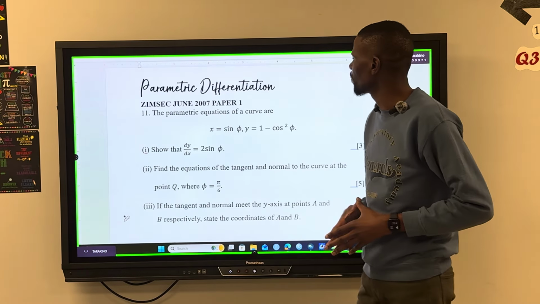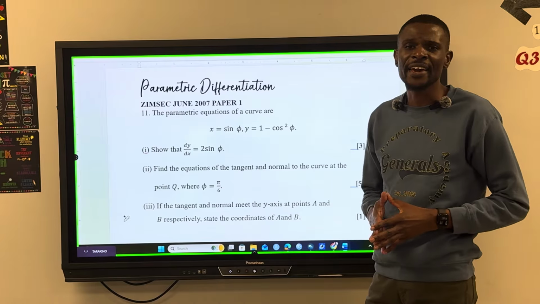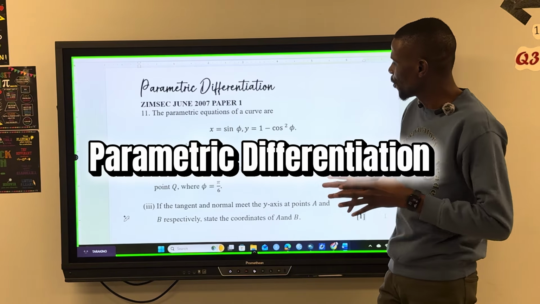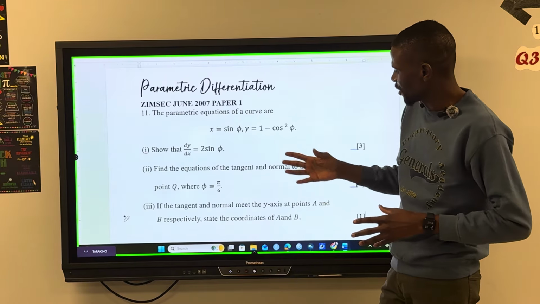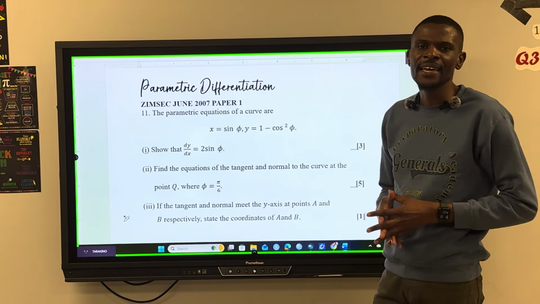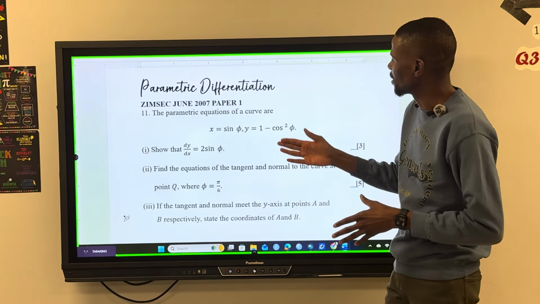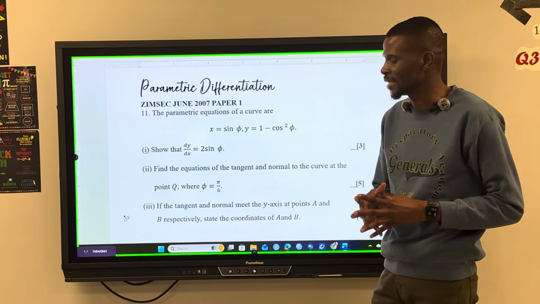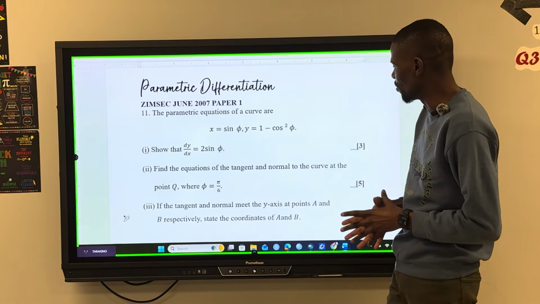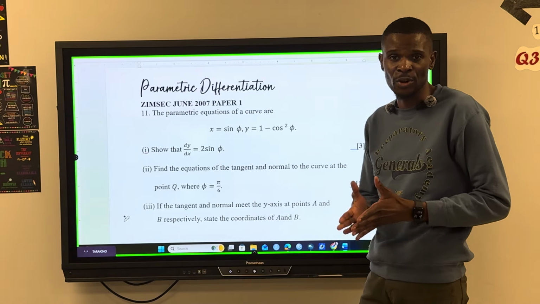Before we solve this problem, remember when a curve is given parametrically, we don't differentiate directly. Instead, we use the chain rule. So today, we are applying this idea to a ZIMSEC June 2007 paper 1 question and see how it leads to tangents, normals, and coordinates or points.